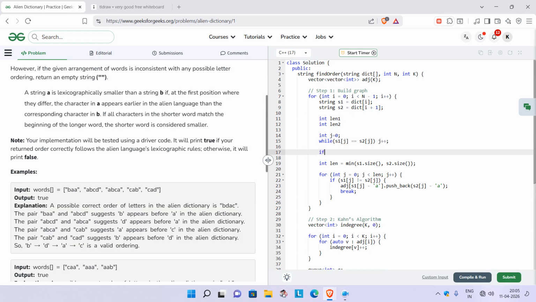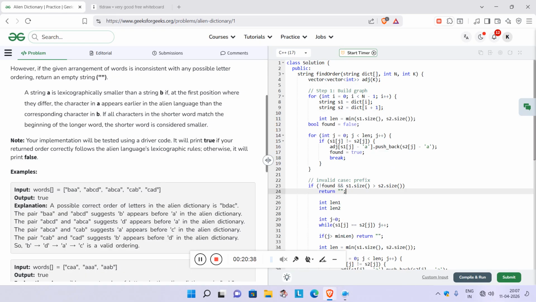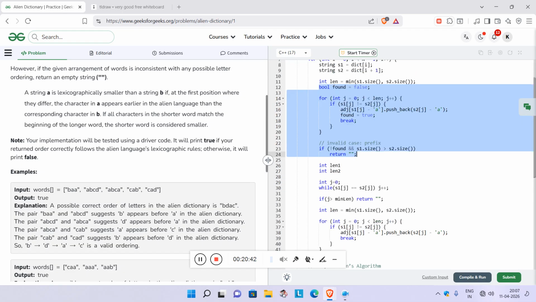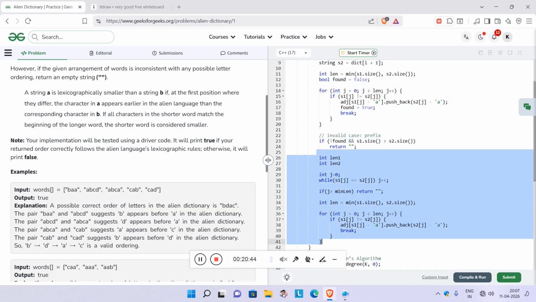And if our j gives me the min length, and in this case the lengths are not the same, then in that case also we have to return. Okay, so in that case, let me write this part here. So this is for the valid case. Let's erase this part here.